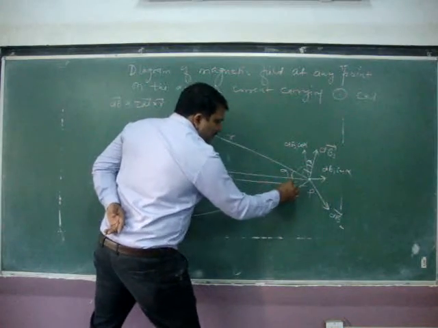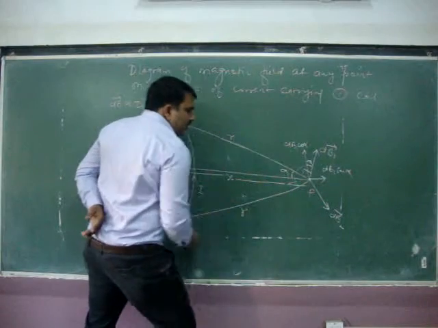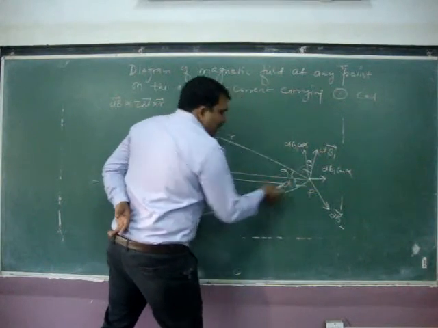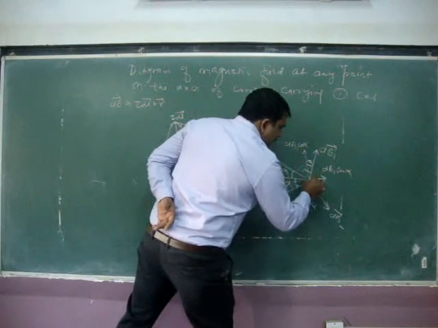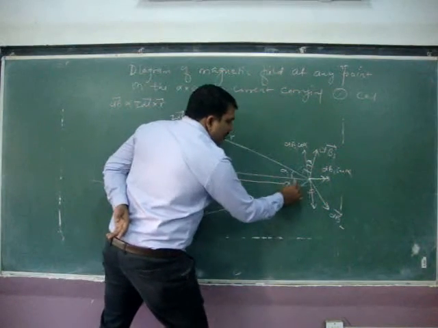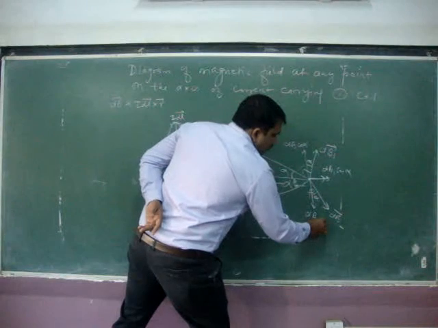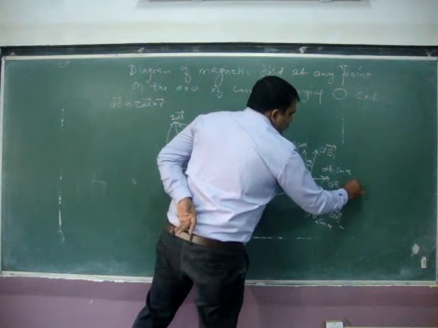So this is alpha. Because this triangle and this triangle are congruent, this angle is also alpha. And if this angle is also alpha, you can now make two components of dB2, this component and this component. And this is alpha, so this angle will also be alpha, and this component will be dB2 cos alpha, and this is dB2 sin alpha.